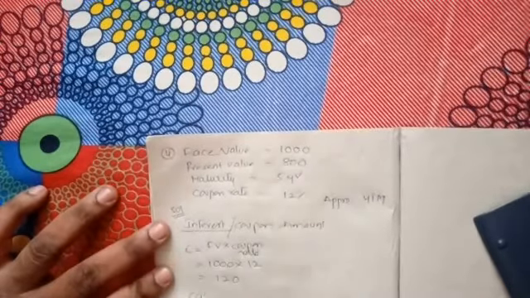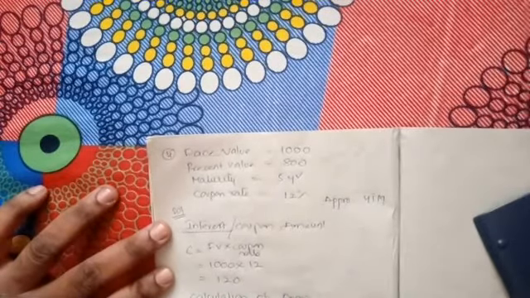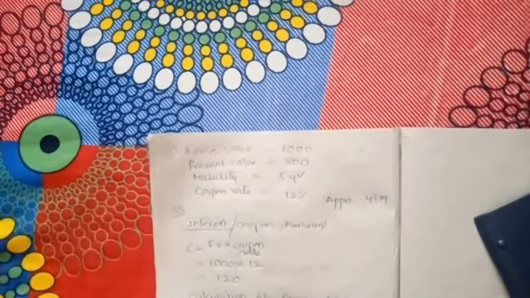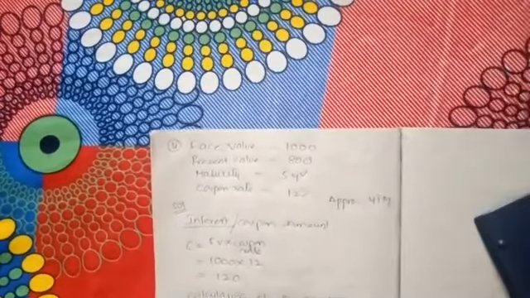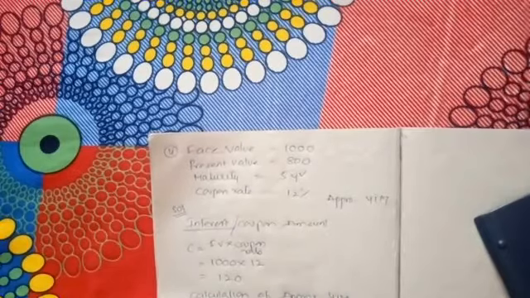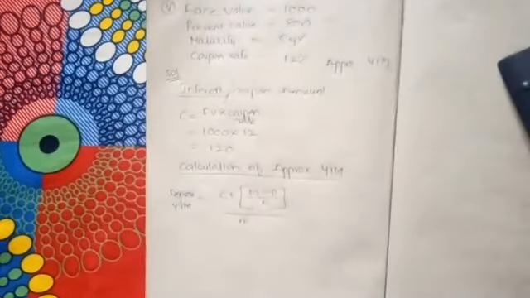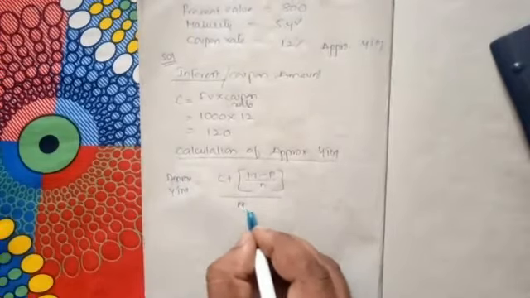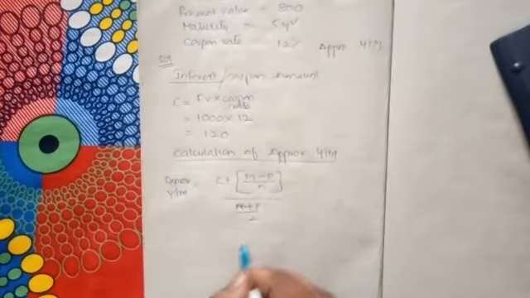Now, calculation of approximate YTM. How will we calculate approximate YTM here? Yield to maturity is C plus, what is the formula we have? M minus P divided by N, whole divided by M plus P divided by 2.